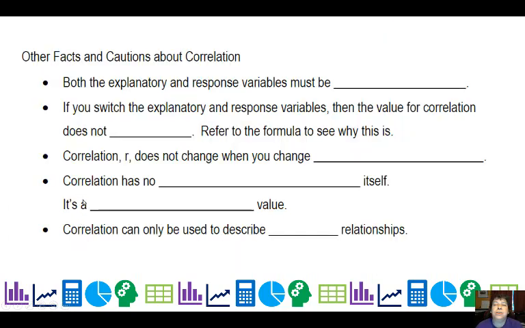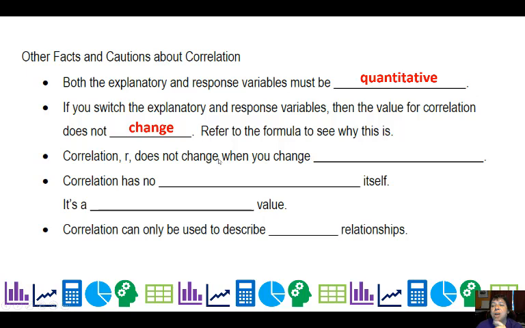So other facts and cautions about correlation. Both the explanatory and response variables must be quantitative. If you switch them, then the value for correlation will not change. Remember, in that formula, you have the product of the differences in x times the differences in y. But if you have 3 times 4, is that the same as 4 times 3? Sure it is. So when you switch them, it doesn't really change things.